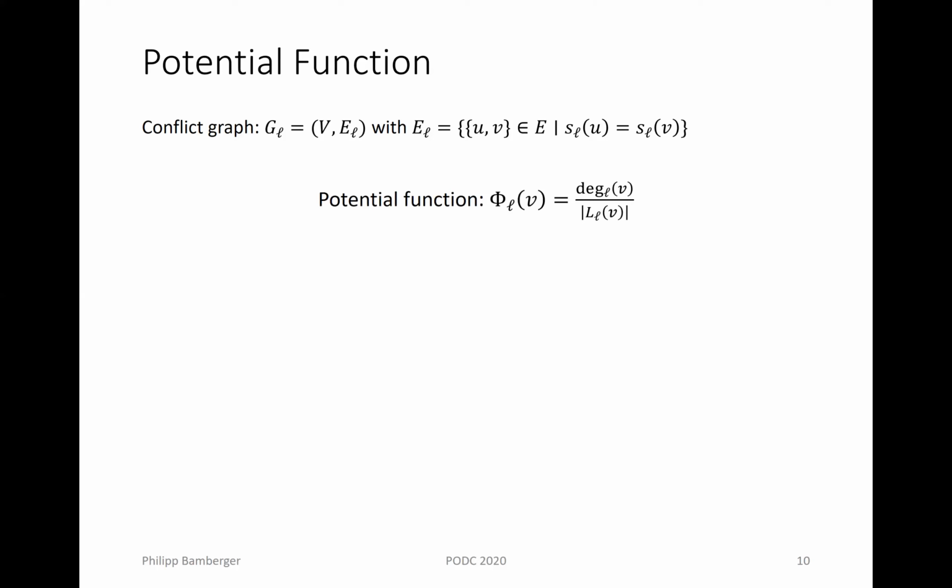We then define the potential of a node V after phase L as its degree in the conflict graph, that is, the number of neighbors with the same prefix, divided by the number of its candidate colors. At the beginning, each node's potential is smaller than 1, because it has at least degree plus 1 colors in its list, and therefore the sum of all potentials is smaller than n.